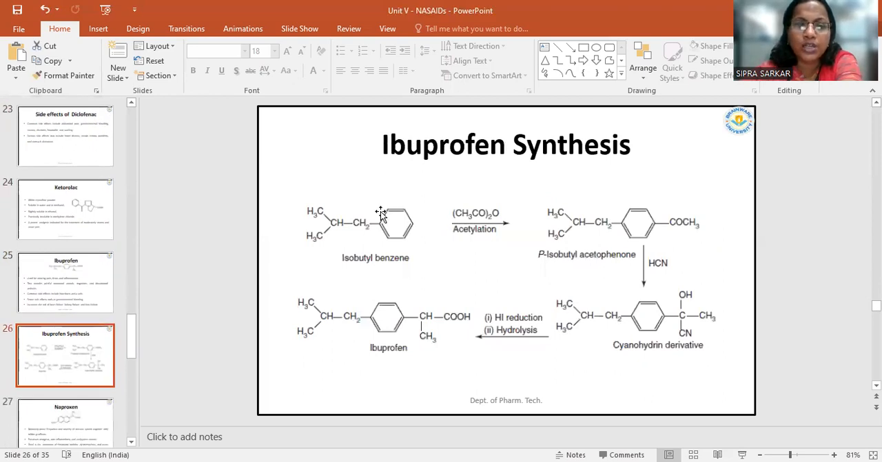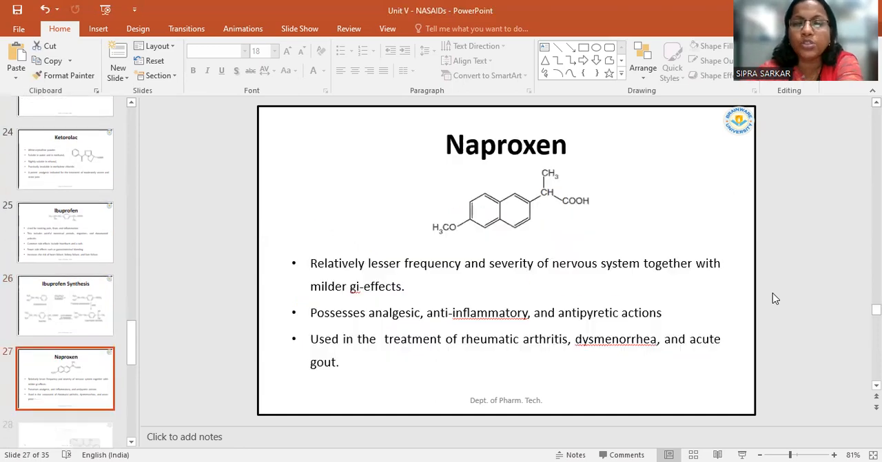Ibuprofen synthesis you should study. Isobutylbenzene undergoes acetylation, so a COCH3 group is introduced, giving para-isobutylacetophenone. HCN is used, which causes CN introduction at the carbonyl carbon of the acetyl group, and it will increase the number of carbons, giving a cyanohydrin derivative. Reduction with hydroiodic acid with hydrolysis converts the CN to COOH. As a result, ibuprofen is formed. You should study this in a very important way.